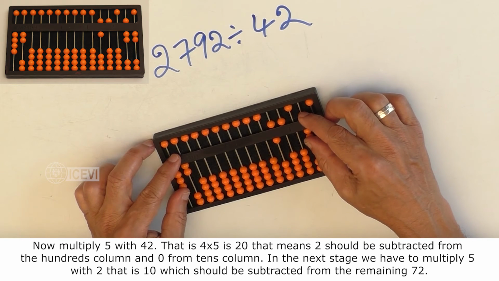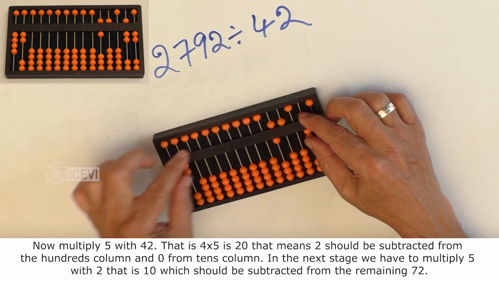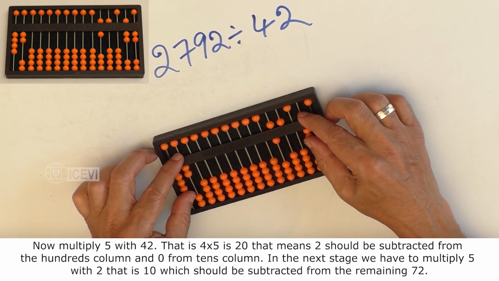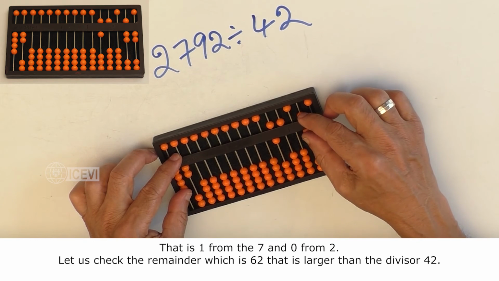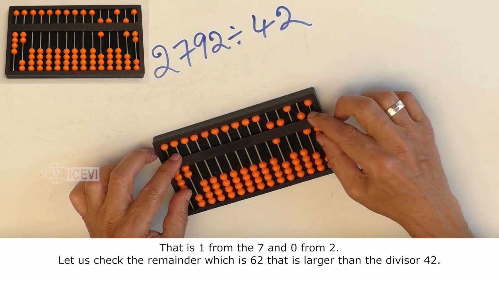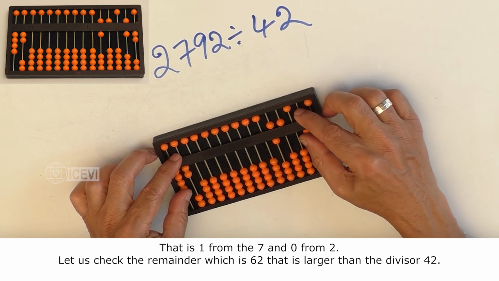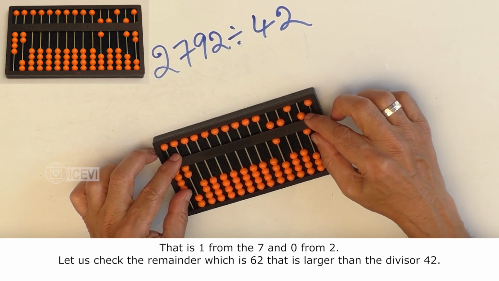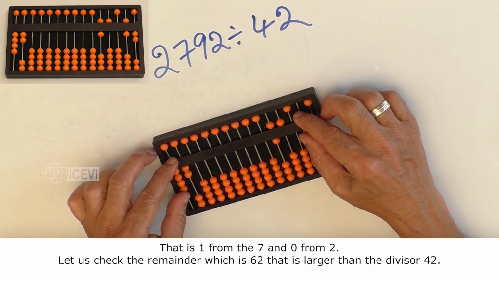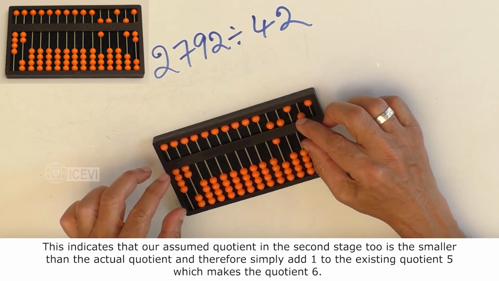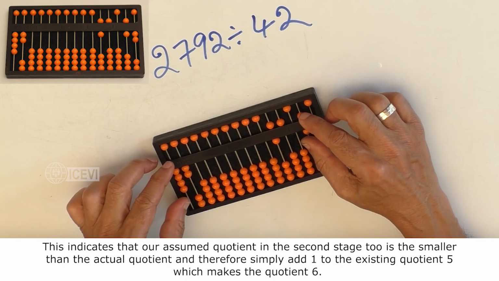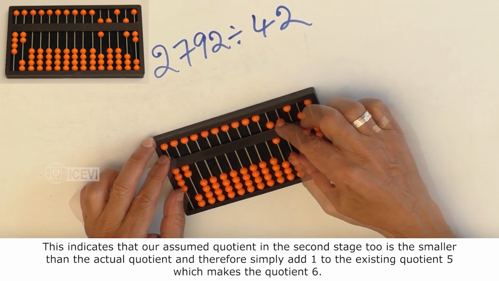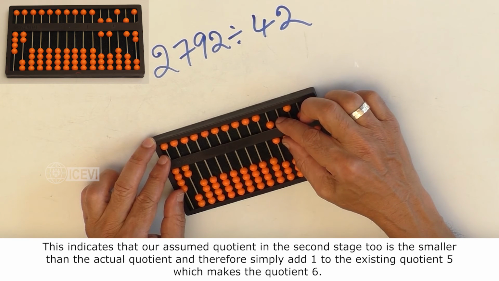In the next stage, we have to multiply 5 with 2, which is 10. That should be subtracted from the remaining 72. That is 1 from 7 and 0 from 2. Let us check the remainder, which is 62. That is larger than 42. This indicates that our assumed quotient in the second stage 5 is smaller than the actual quotient, and therefore simply add 1 to the existing quotient 5, which makes the quotient 6.